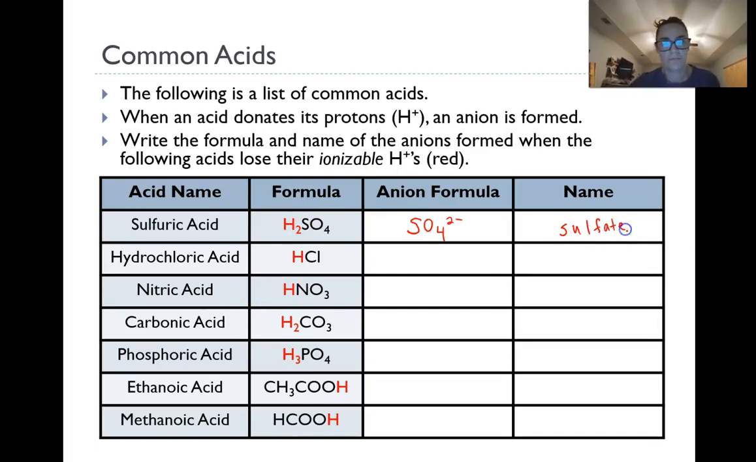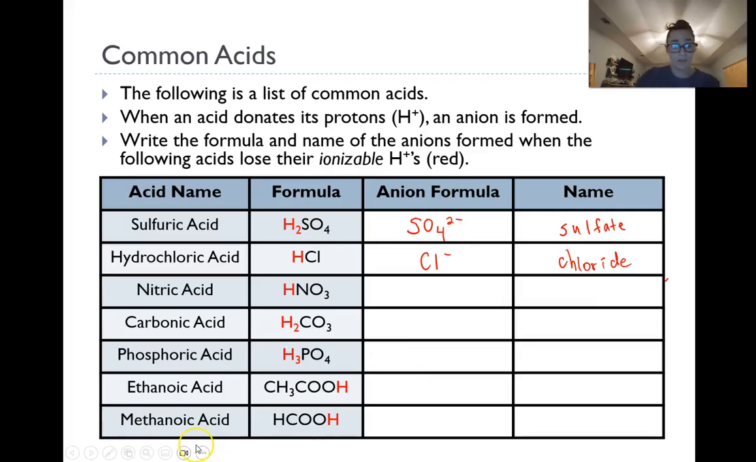sulfate. Okay, the next one, obviously the anion left behind whenever it loses the one proton would be Cl minus. The reason the sulfate is 2 minus is because it lost the two protons, right? It lost its two positive charges. This chloride is only 1 minus because it only lost one proton. So this would be, of course, chloride. That's the name of the anion. So I want you guys to keep going and name the anions formed.